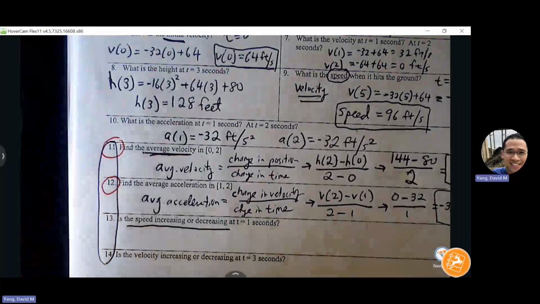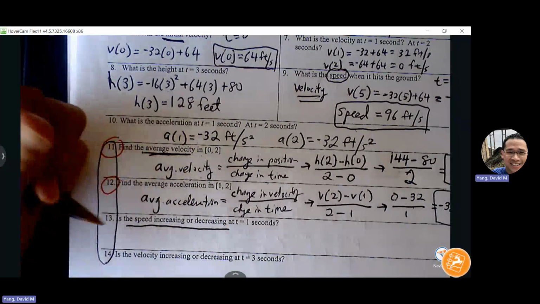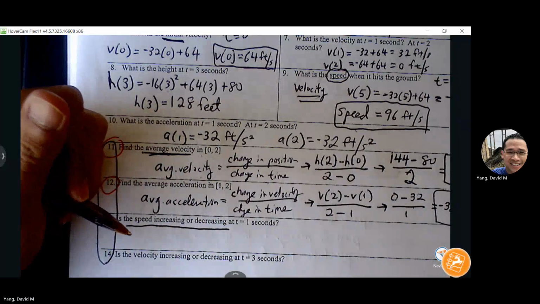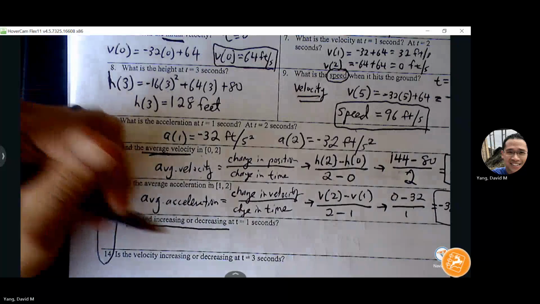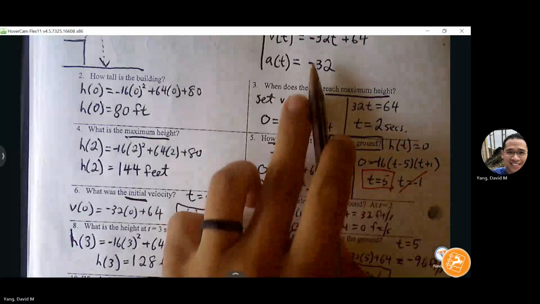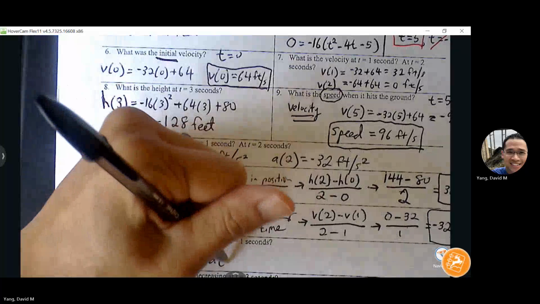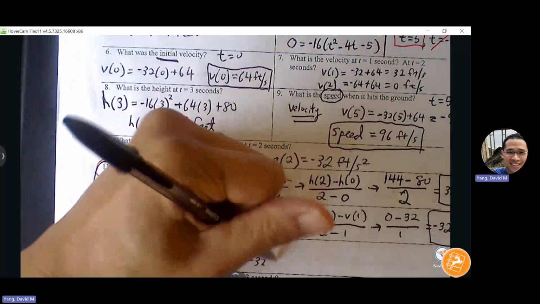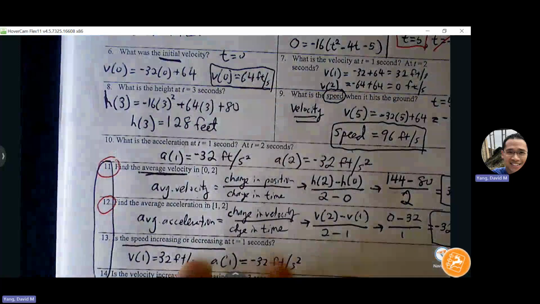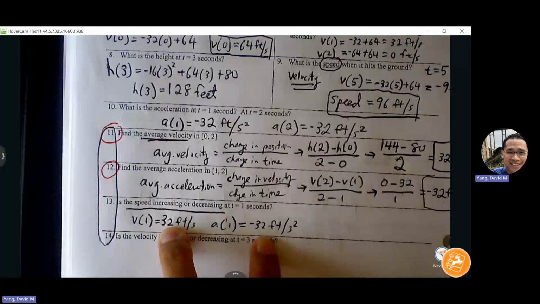I think we already have those values, right? At least one of them. Okay, maybe we don't have V of 1, so let's find V of 1 here. V of 1 is negative 32 plus 64, which is 32. A of 1 is negative 32. So it's decreasing. Good. One is positive, the other is negative. It doesn't matter which is which, but the fact that they are opposite signs indicates that speed is what? Decreasing. Yeah.